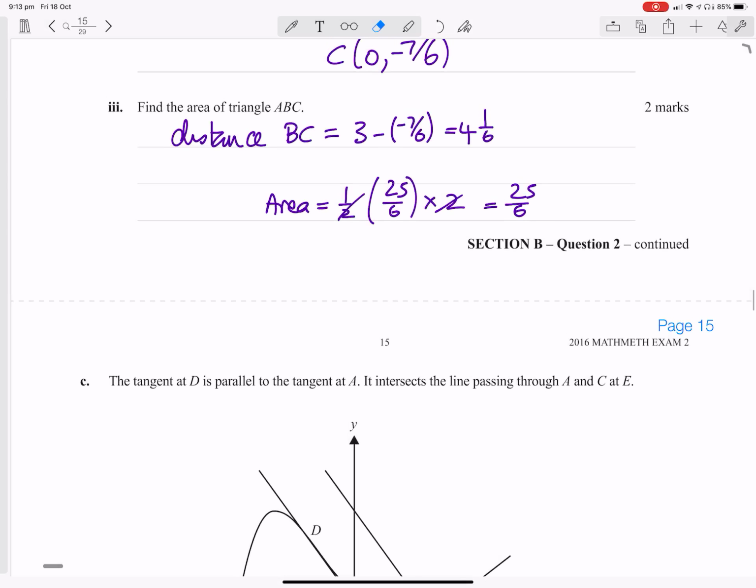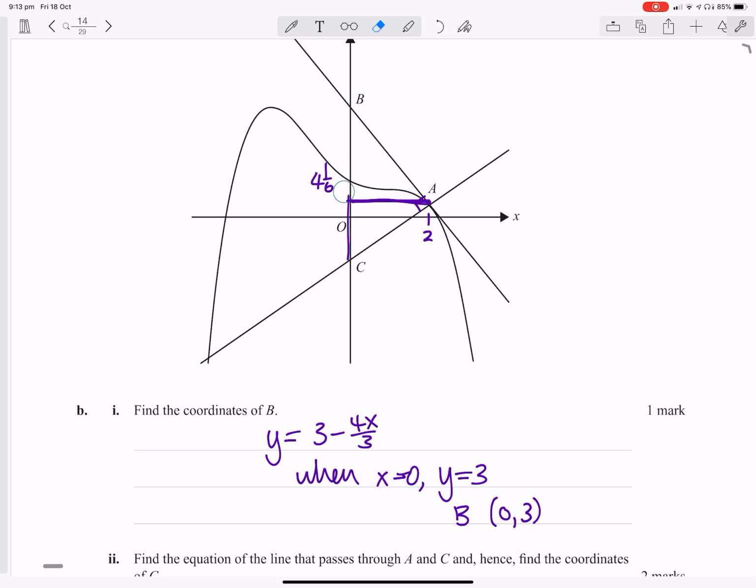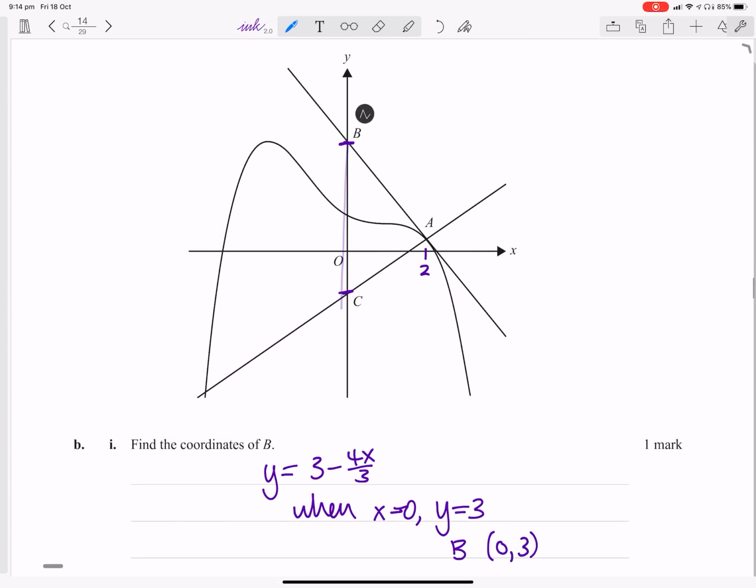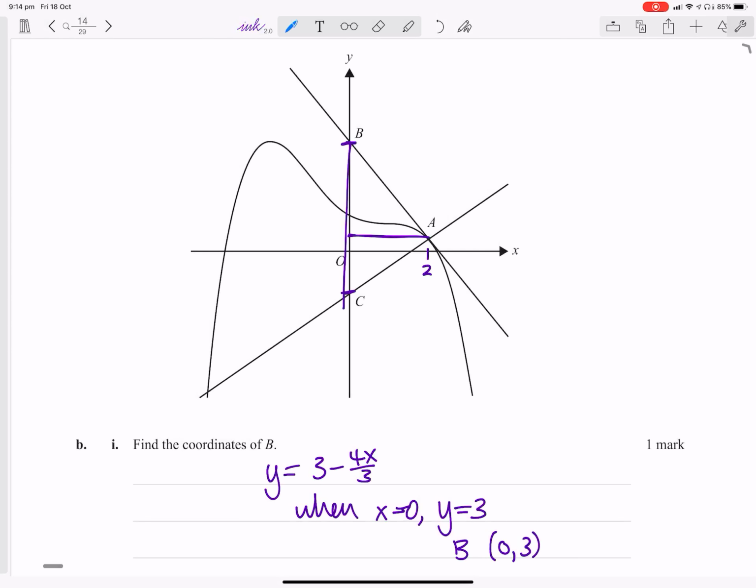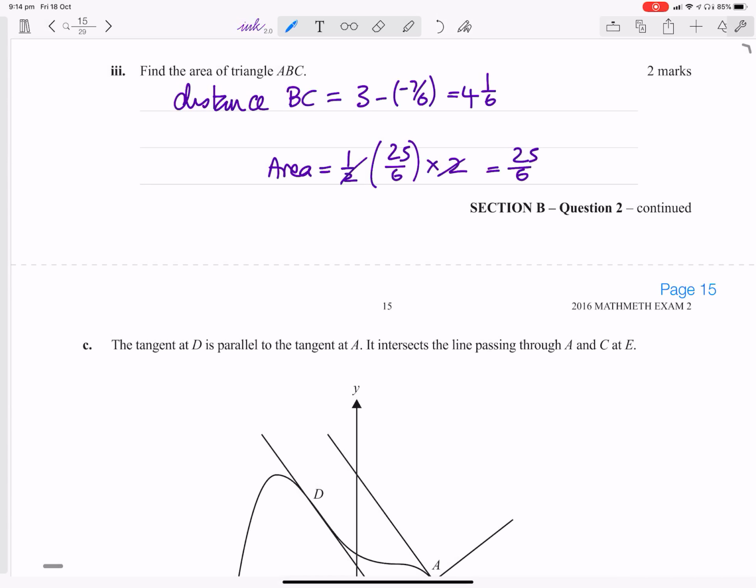Hopefully that makes sense. So we found that coordinate, and we found that coordinate, then we found the distance, because that's the base length of the triangle, and that's the height of the triangle. A half times the base length times the height. I think my maths is correct.